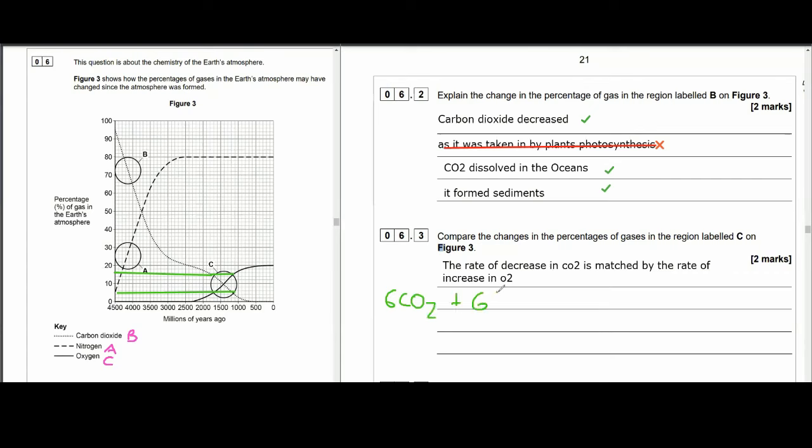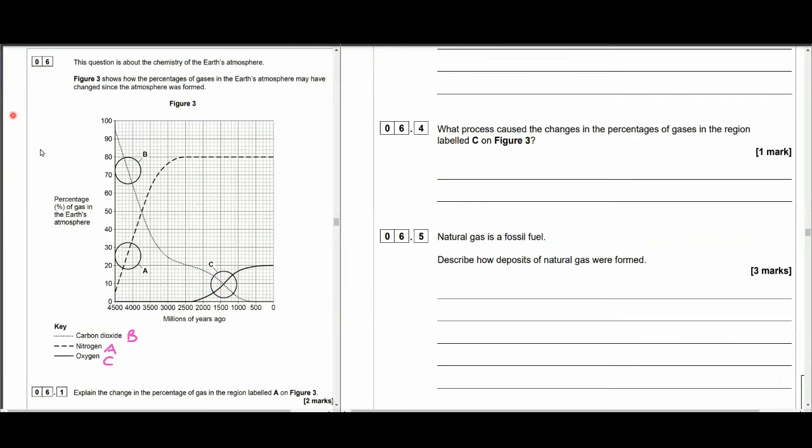And we can use the photosynthesis equation to show that. You see, 6 carbon dioxide molecules go into plants in photosynthesis, and 6 oxygen molecules come out. So we have the same volume of gas going in against the same volume of gas going out. And so, what process caused these changes? Well, that's going to be photosynthesis. Remember, that happened after the evolution of plants, which must have happened around 2 billion years ago, as we can see from the graph when the oxygen starts being produced.